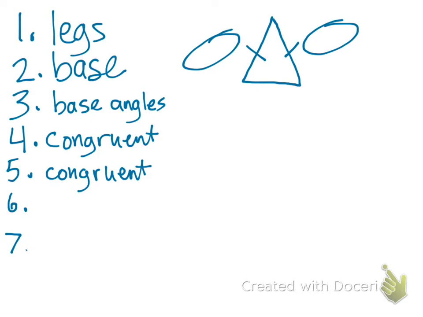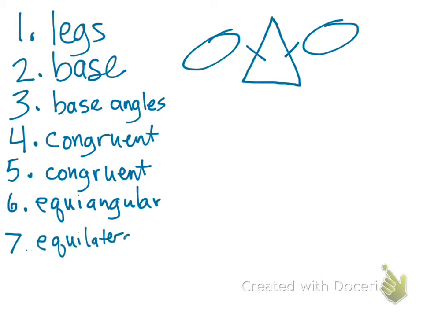And then 6 and 7 go hand in hand. Number 6 says if a triangle is equilateral, then it's equiangular. Good. And then number 7 says if the triangle is equiangular, then it's equilateral. Good. So one tells you the other.